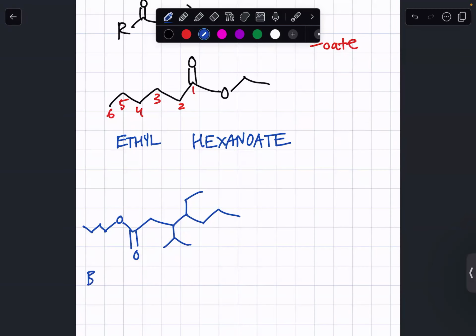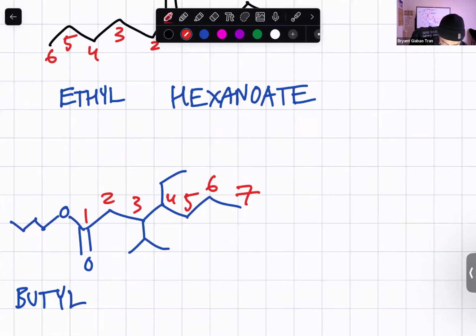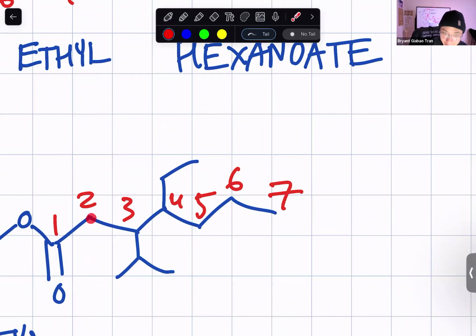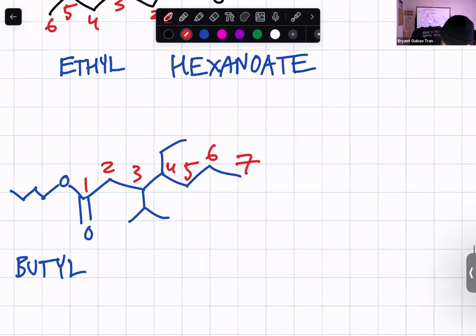Butyl. 1, 2, 3, 4, 6. And then hexanoate, but there's ethyl on 4 and a butyl on 3. So I think you counted this as carbon 1, right? This one right here. Oh yeah, sorry, that's 7. Yeah, that's a mistake that I made too. The carbon is 1, which would make this 7, which is hept. Yep. 4 is ethyl.